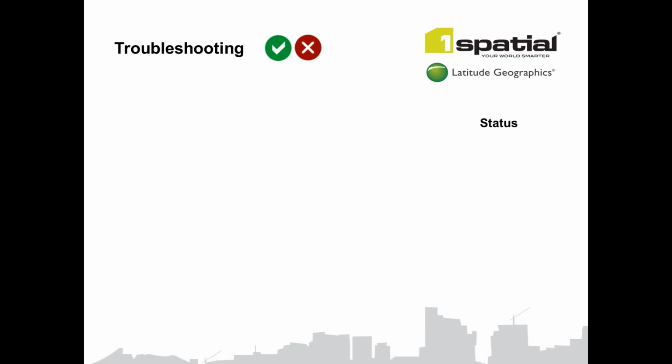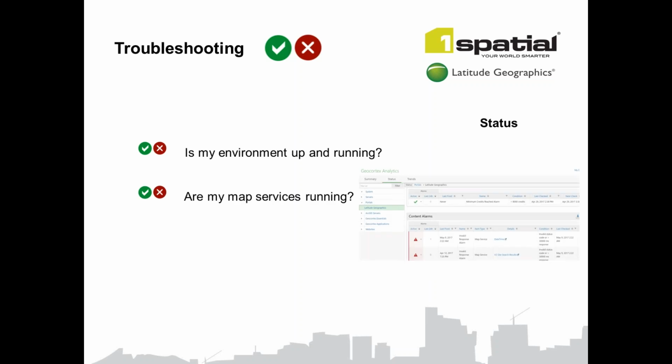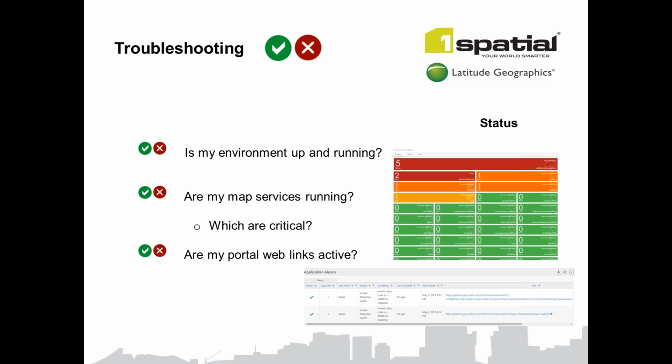Let's start off with troubleshooting. So what we can do is we can look: is my environment up and running? Are my map services running? Which ones are critical? Which ones do I need to look at now? Are my portal web links active? Do I need to go and look at my portal?